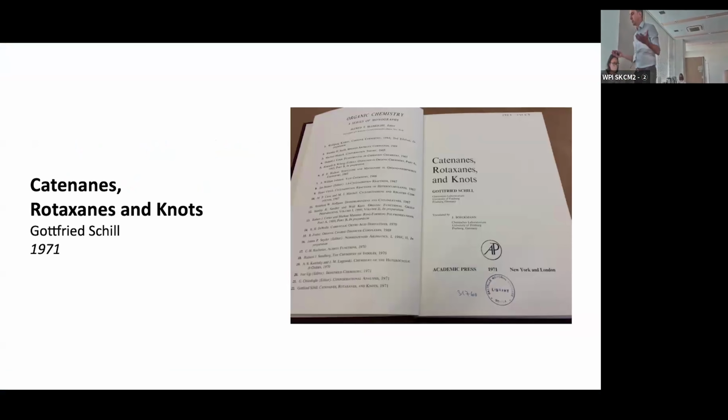But this experiment triggered even more interest in the field. I mean, you can see how much creativity and effort people put into the synthesis of the structures, to the point that in 1971, Gottfried Schill wrote an entire book, which is here, on catenanes and knots. And I remind you, at the time, none of the structures were actually synthesized, and yet he managed to write a whole book about how you could possibly access all the structures. And that's actually a book which is quite highly cited in the field.